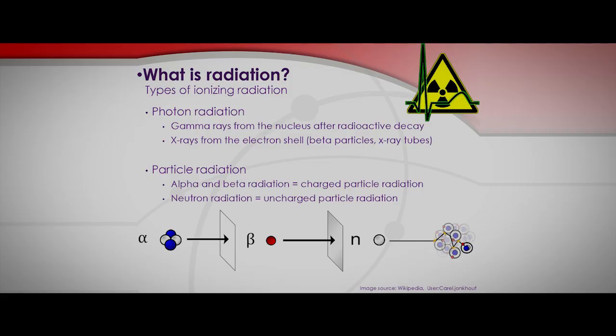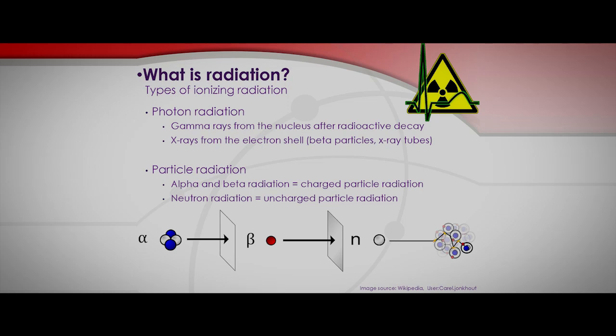What also happens is X-rays. The only difference is that they originate from the electron shell. By the interaction of ionizing radiation, beta particles, you know that from X-ray tubes where you apply a high voltage and accelerate electrons to a certain level, so that they can liberate electrons from the atom or produce X-rays by other means, Bremsstrahlung.